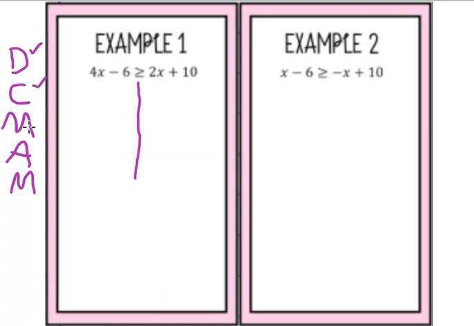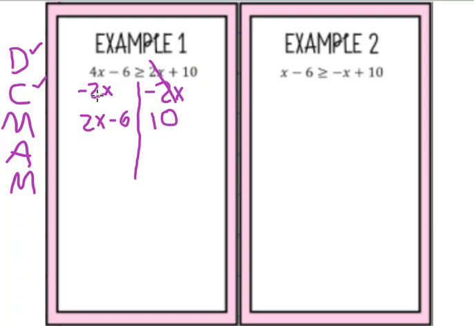My next step is move over the variable. So I'm going to move my variable on the right over to the left. And the way I do that is I do the opposite of what it is. So this is a positive 2x. So the opposite of a positive 2x is a negative 2x. And I'm going to do that to cancel this out and leave me with just the 10 over here. Whatever I do to one side, I have to do to the other side. So 4x minus 2x gives me 2x. And I still have this minus 6.